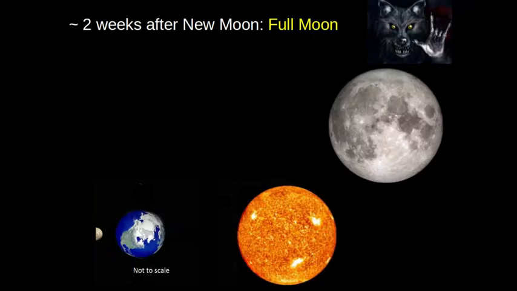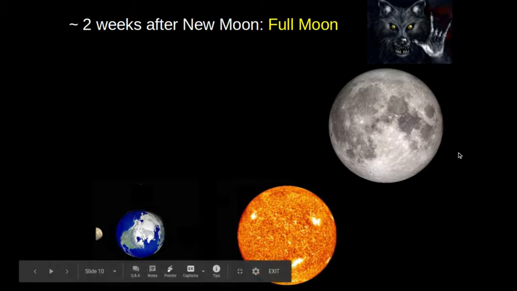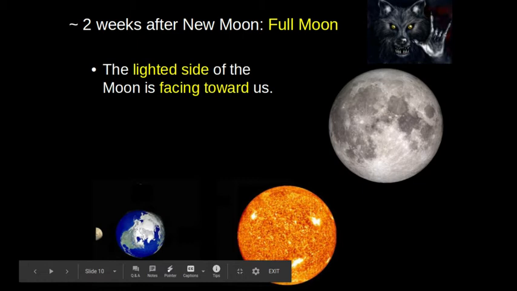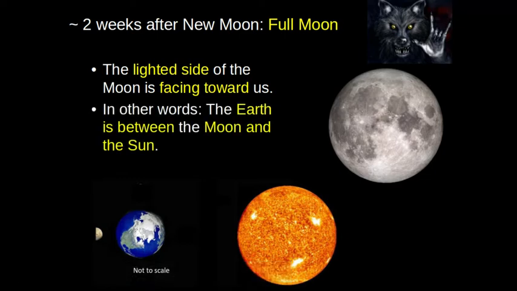All right, so now 2 weeks after the start, we're about halfway through our moon phase cycle. We've reached the full moon. So now the moon isn't between the Earth and the sun. Now the Earth is in the middle. So as a result, the side of the moon that the sun is lighting up is now facing us. So to us in the sky, it appears like a full moon, like the whole thing is lit up. So in other words, the Earth is between the moon and the sun.